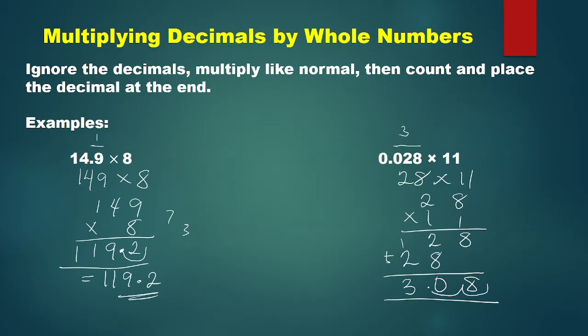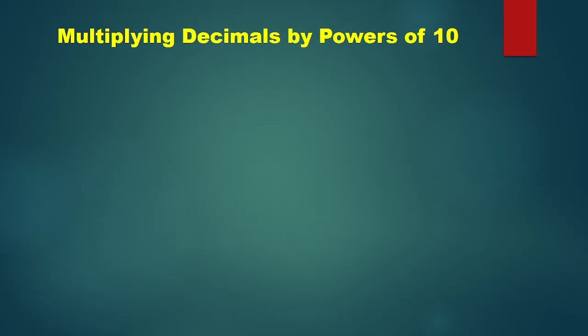1, starting from the right, 2, and 3. So my point is now here. So I have to place a 0 before the point. So the answer to that question is 0.308.